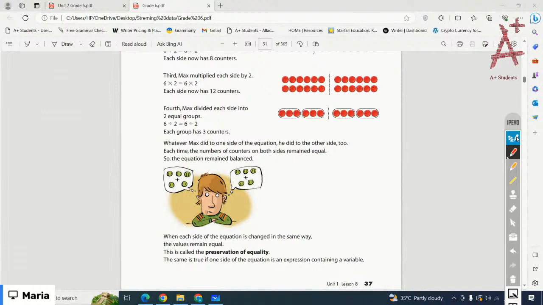When each side of the equation is changed in the same way, the values remain equal. This is called the preservation of equality. Basic thing is you have to keep both sides equal. Whatever you are doing, just keep both sides exactly equal. So you have to perform the same operations on both sides. If you are adding, you have to add on both sides. If you are subtracting, you have to subtract on both sides. This way you keep the preservation of equality balanced, right?